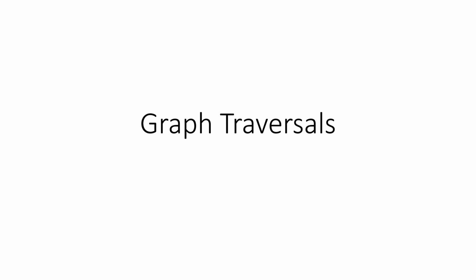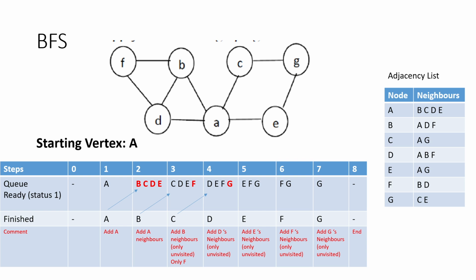Dear students, here we'll take two different traversal methods in graph. Those are BFS, breadth first search, and DFS, depth first search. We'll take an example. We'll apply the BFS algorithm for this one. The first step is to create an adjacency matrix.